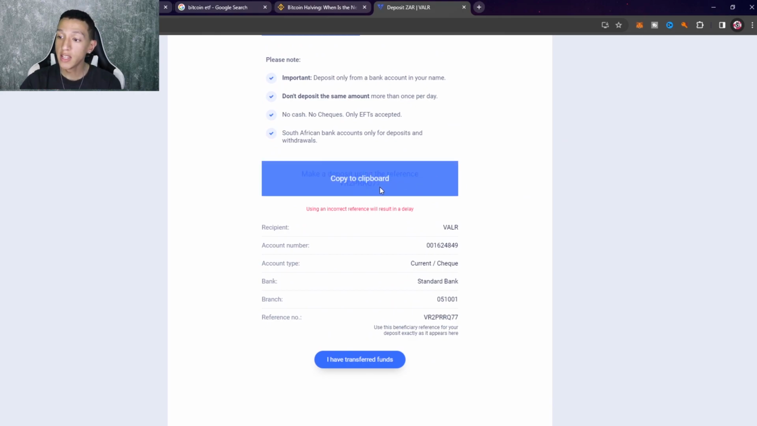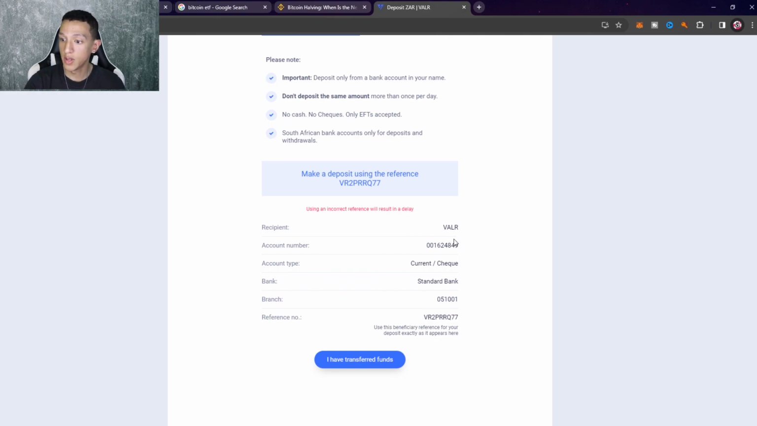So using this reference, when you make a transfer from your bank account, everybody knows how to do that, you use that reference as the reference name on the bank statement or when you make a payment. This is important. Everyone will have a unique one. Mine is VR22, and you'll have your own. This allows VALR to know this payment is coming from your account, so they can put the ZAR into this account.